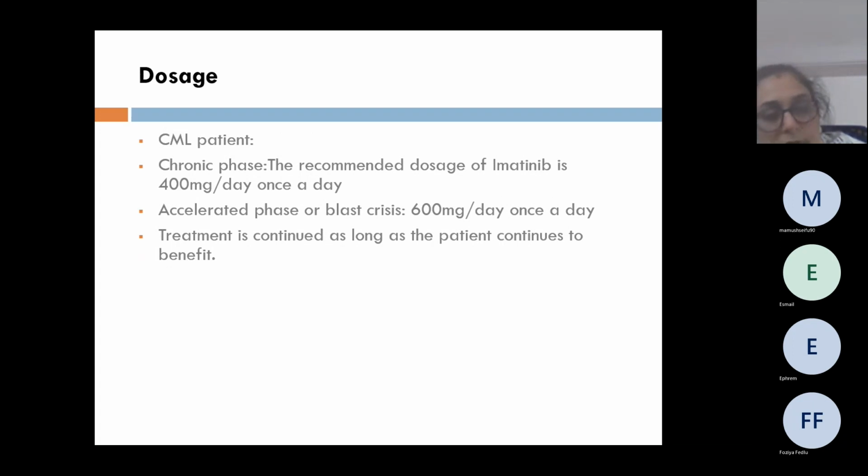The dose for CML patients in the chronic phase: the recommended dose of imatinib is 400 mg per day, once a day.